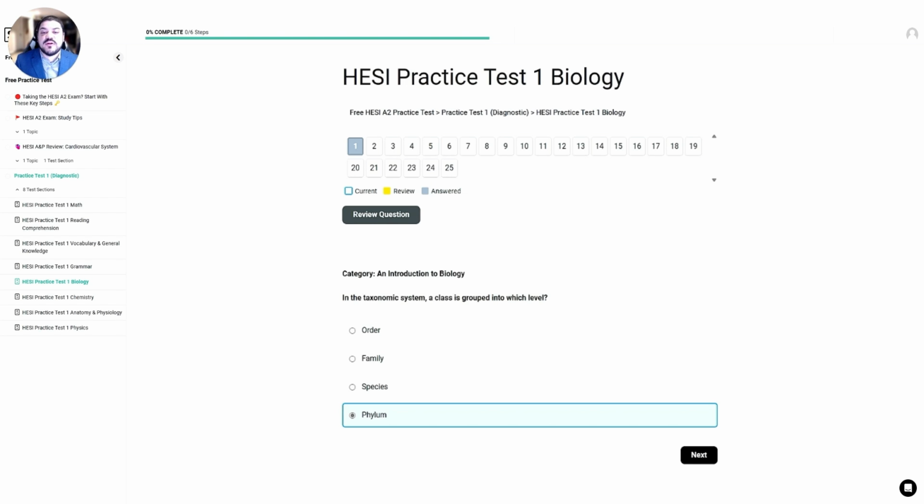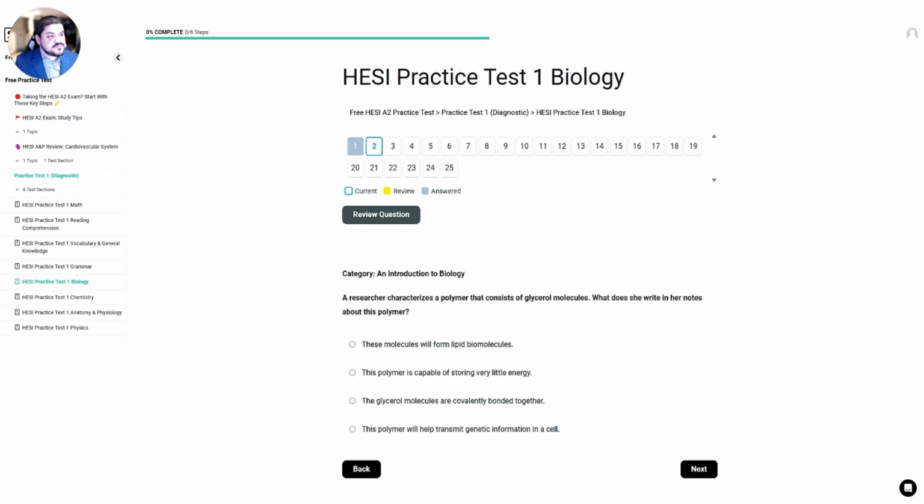So here's a popular mnemonic to help you remember the taxonomic system. Dear King Philip came over for great spaghetti. Just write out each of those words, and each of the first letters will represent a level of the taxonomic system. It's an easy way to memorize this, and memorizing that phrase will help you. So let's go into the next question.